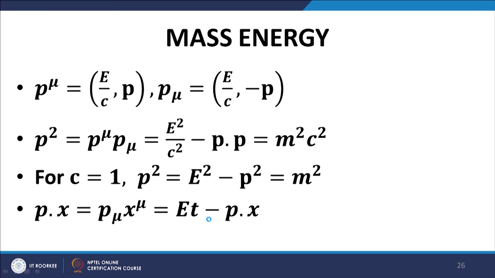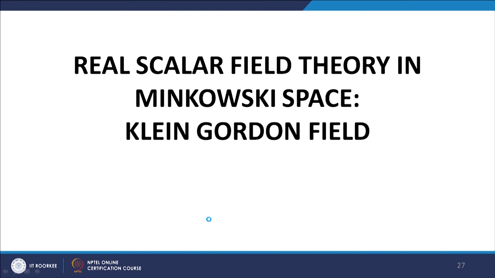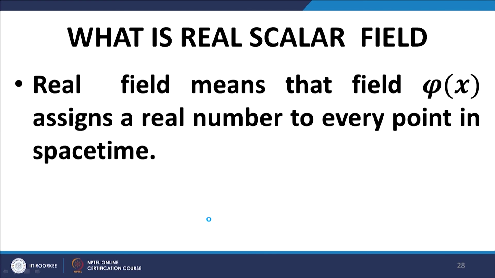And in terms of contravariant momentum, the spacelike or the spatial momentum captures the minus sign. The rest of the notation explains itself pretty much straight away, so nothing much to elucidate. Now we talk about real scalar field theory in Minkowski space. We talk about the Klein-Gordon field. Why the word real?